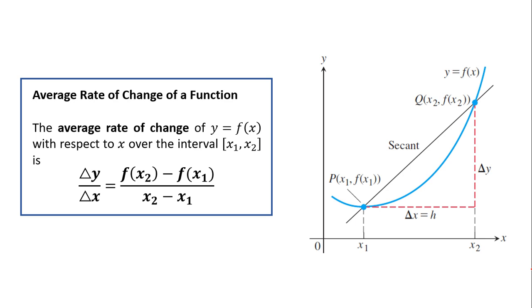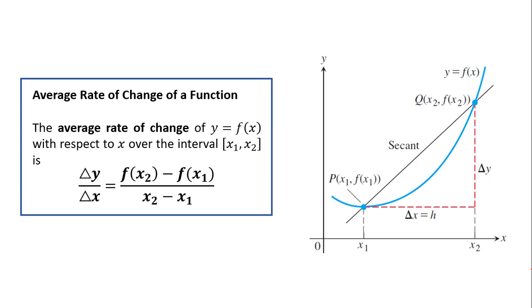In this video, I'll show you 5 examples on how to compute the average rate of change of a function over an interval. But before that, let us recall first what we mean by the average rate of change of a function. Suppose that the blue curve on the right is the graph of the function y equals f of x. If we pick any 2 points on the curve, let's say points P and Q, the line that passes through points P and Q is what we call a secant line.